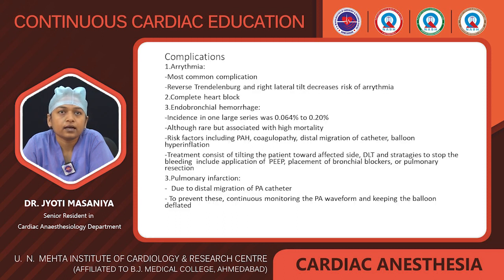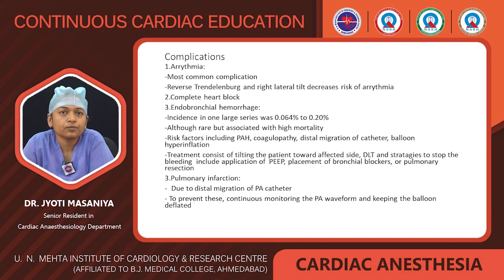Complications are arrhythmia. Arrhythmia is the most common complication of the PA catheter. If we give the reverse Trendelenburg position and a right lateral tilt, it will decrease the risk of arrhythmia. The second complication is complete heart block. Another complication that can occur is endobronchial hemorrhage. The incidence of endobronchial hemorrhage in one large series was 0.064 to 0.20%, although it is very rare, it is associated with a high mortality rate.